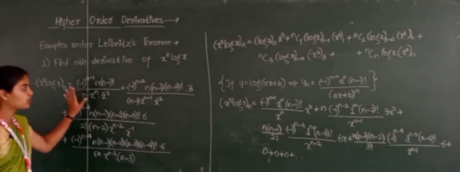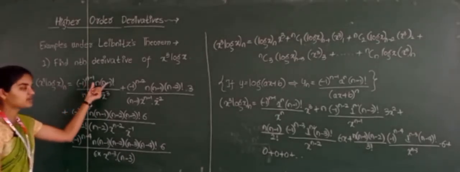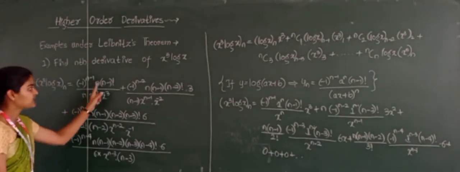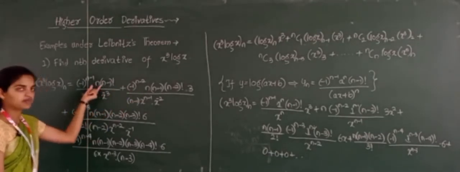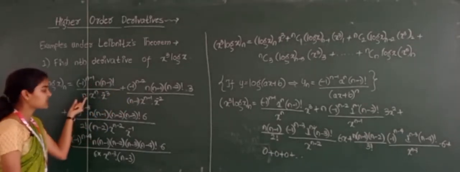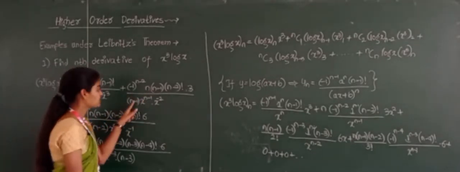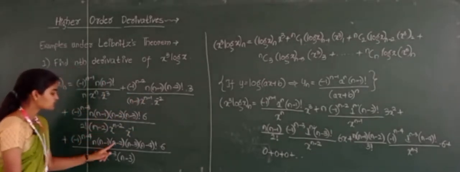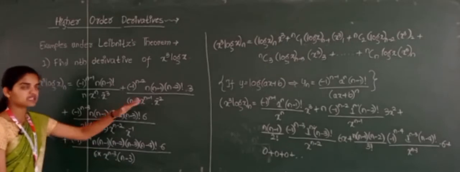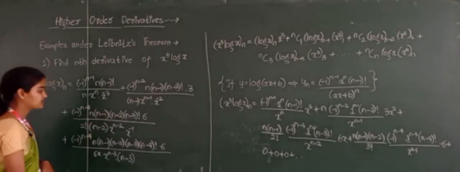Yes, in this step what I have done, these n terms I have taken to one side, and in each term I have multiplied some term. That is, in the first we have taken multiplying and dividing by n, here n minus 1, similarly n minus 2 and n minus 3. Why? Because in the next step we will get that.